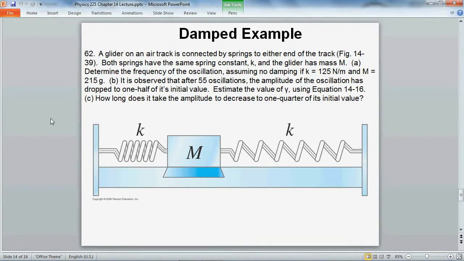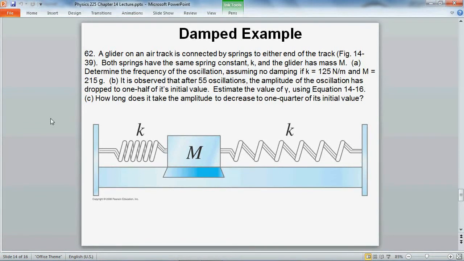If K equals 125 newtons per meter and the mass is equal to 215 grams. B, it is observed that after 55 oscillations, the amplitude of the oscillation has dropped to 1/2 of its original value. Estimate the value of gamma using equation 14-16. And C, how long does it take the amplitude to decrease to 1/4 of its initial value?